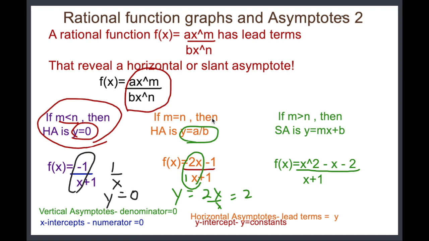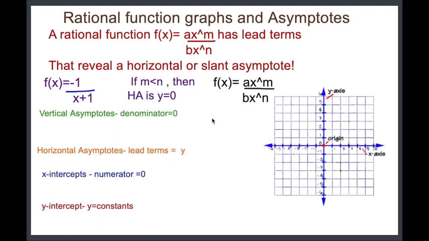The third case is different in that the numerator has a higher exponent. That's when m is greater than n. The numerator has a higher exponent than the denominator. In that case, we're going to have a slant asymptote. The slant asymptote will be in the form of y equals mx plus b. So we'll illustrate each of those concepts.